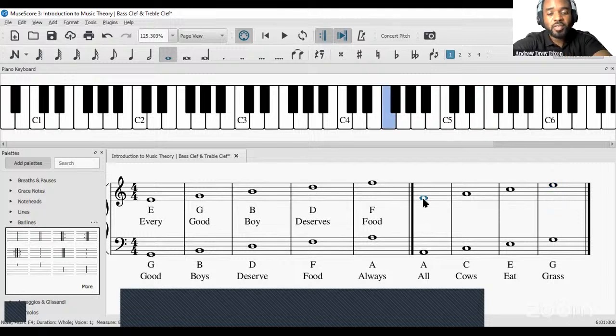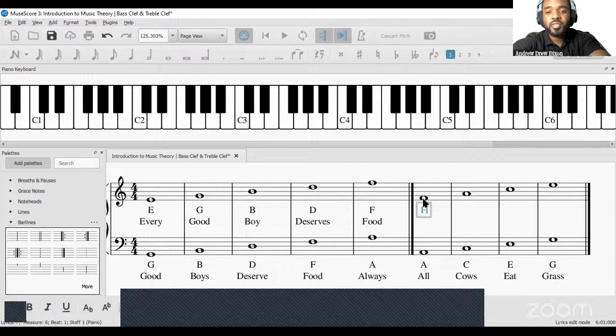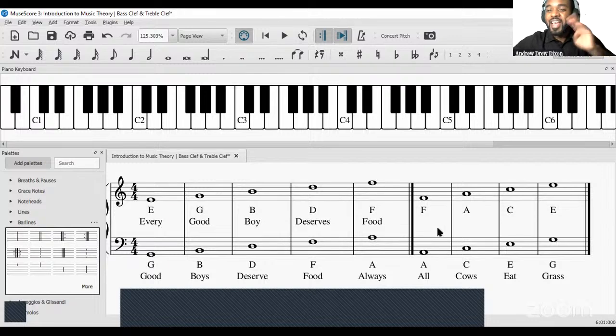So the first space is F, second space is A, third space is C, and the fourth space, I beg your pardon, fourth space is E. I'm sorry. So F, A, C, and E. So we usually did not have to try to make up an acronym for this because it spells face, F-A-C-E. So that was sufficient. Just add all the letters together and you get face, and that tells you the order of the names of the spaces of the treble clef.